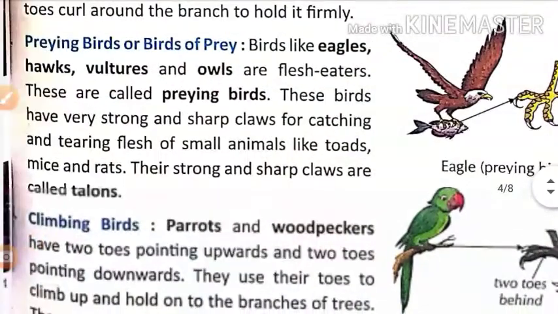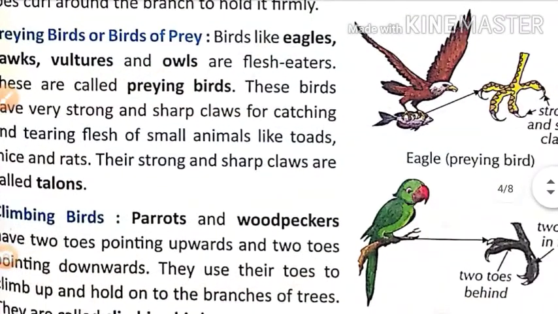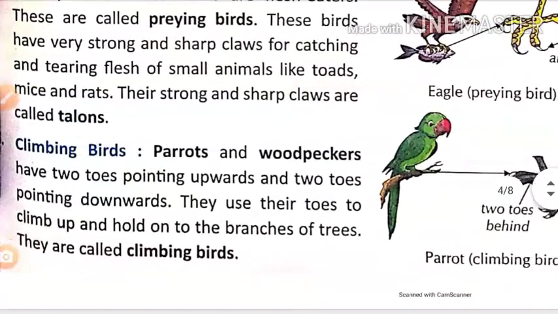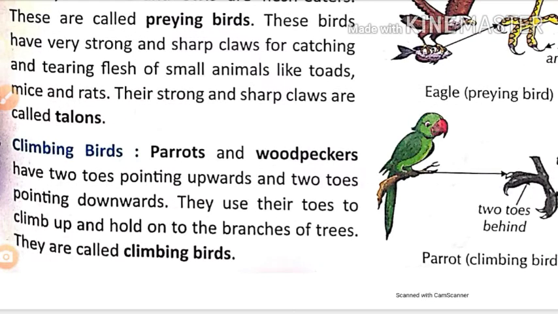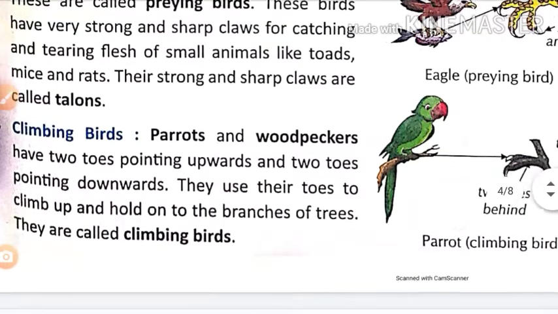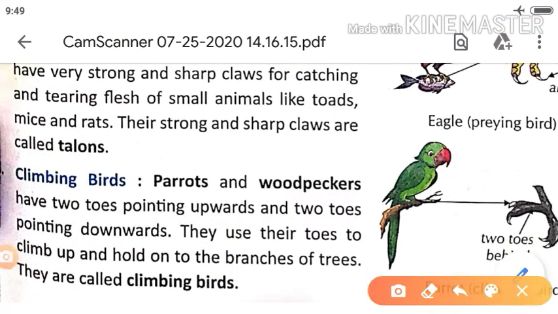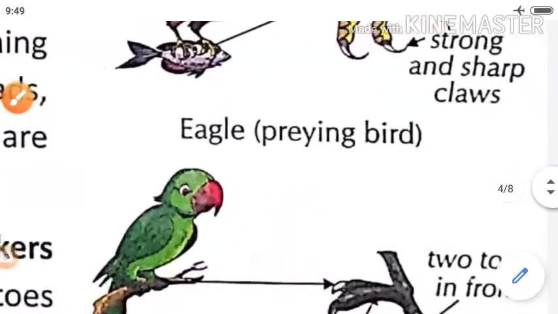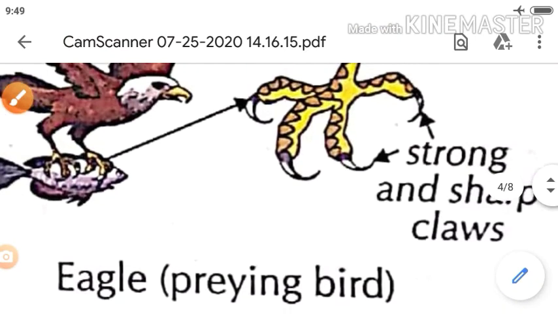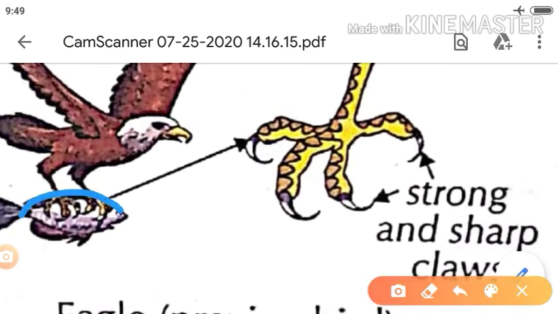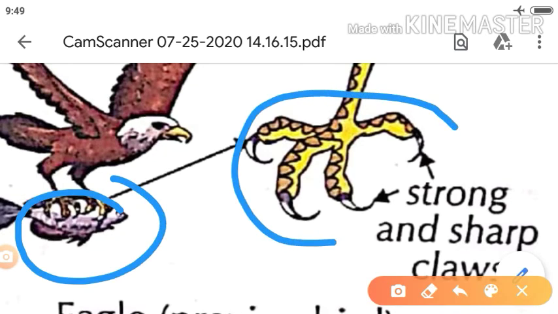Birds like eagles, hawks, vultures and owls are flesh eaters. These are called birds of prey. These birds have very strong and sharp claws for catching and tearing flesh of small animals like toads, mice, and rats. Their strong and sharp claws are called talons. See, I will show you talons. Here, strong and sharp claws are there. With the help of these, they can catch their small animals. Here I have shown you how they catch, and in this way they have their claws. They are very strong and sharp.